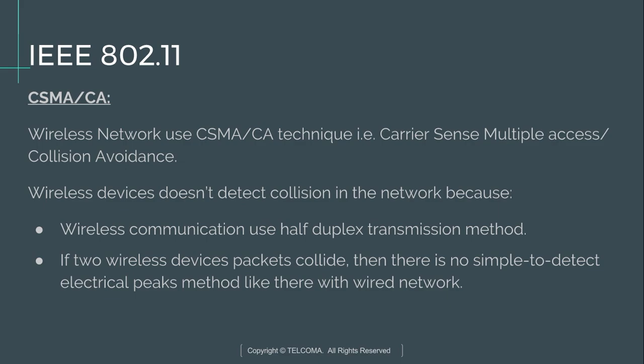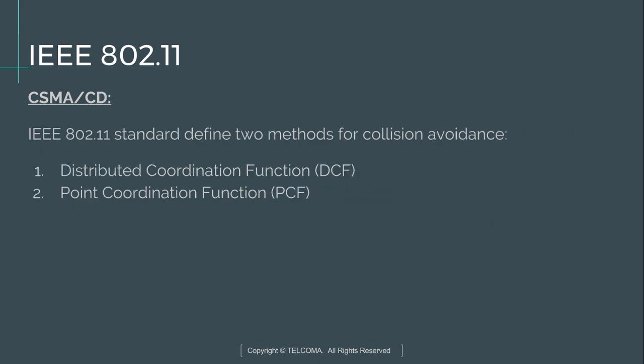as in wired media, where we use the electrical peak to detect the collision in the network. As here we are transmitting the signals wirelessly, we can't detect the collision using the electrical peak method. So we can't detect collisions in wireless networking. Here we use the technique CSMA/CA, that is collision avoidance. So wireless devices avoid collisions occurring in the network.